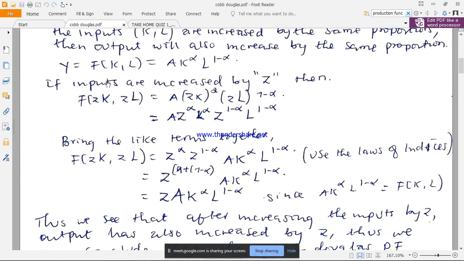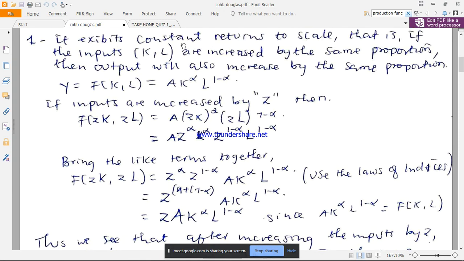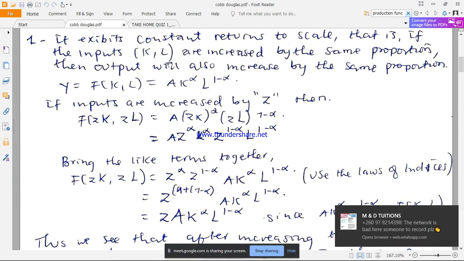Okay, so we know what exhibiting constant returns to scale means, because it means that if we increase inputs, let's say by 10, then output will also increase by that same value 10. If after increasing inputs by 10, output only increases by 5, then you have got diminishing returns to scale.